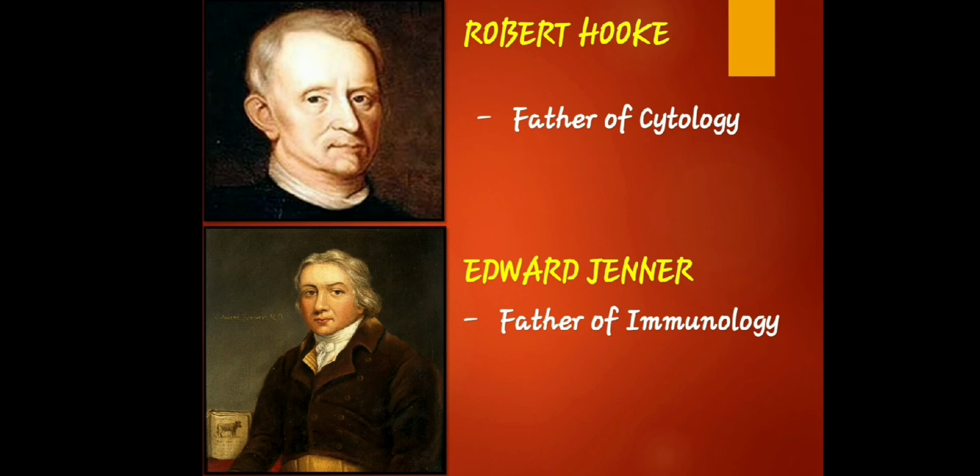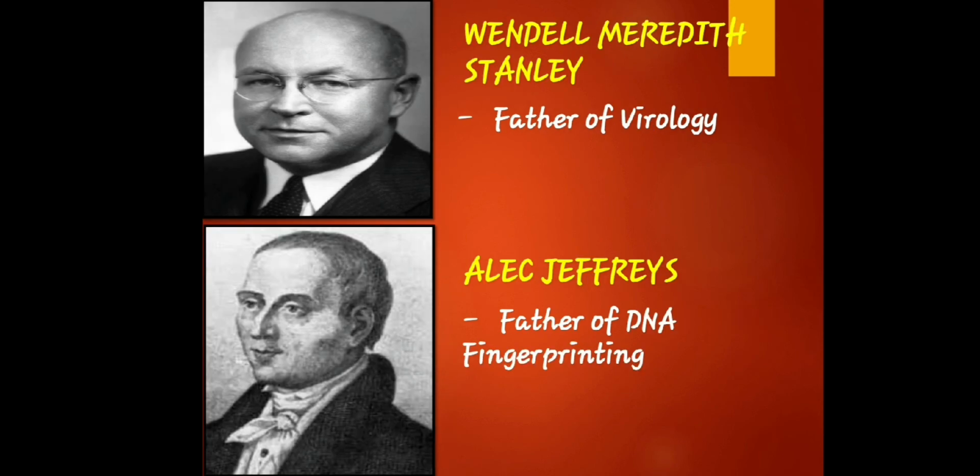Next to Robert Hooke, we also have Edward Jenner. Edward Jenner is the father of immunology. So when we say immunology, it is a particular field that focuses on the immune system. So probably Edward Jenner focused on his discoveries about the immune system and its branches. So that was the work and discoveries of Edward Jenner. So let's move forward again to the next slide.